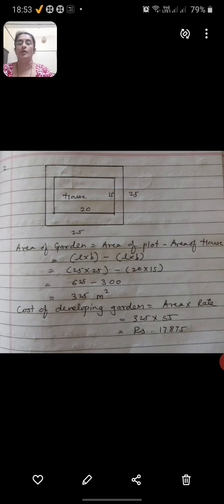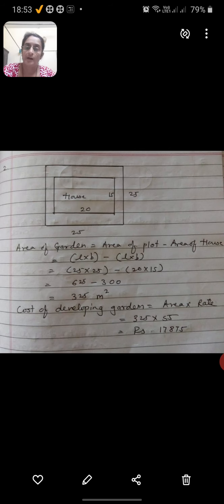You can see the plot, children. It is a square plot and the house is constructed inside the plot, that is in the rectangular plot. Now, the area of the garden is, if you remove the area of the house, you will get the area of that garden. So how you are going to find out? Area of the garden is equal to area of the total plot minus area of the house. So area of the plot is 25 into 25, that is 625, and area of the house is 20 into 15, that is 300 meter square. So area of the garden is 625 minus 300, that gives you 325 meter square.